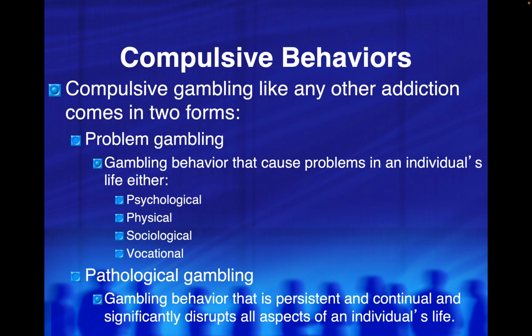Compulsive gambling, like any other addiction, comes in two forms. Problem gambling, gambling behavior that causes problems in an individual's life: psychological problems, physical problems, sociological problems, and of course, vocational problems. Pathological gambling, behavior that is persistent and continual and significantly disrupts all aspects of an individual's life.